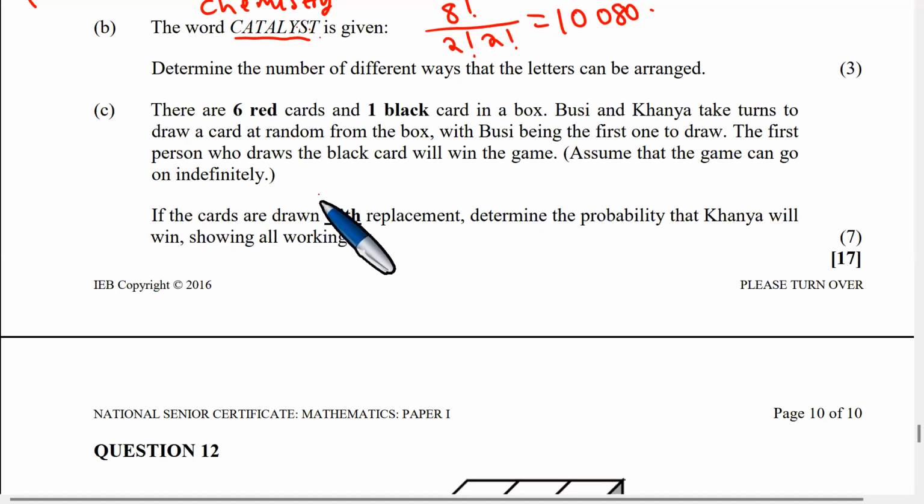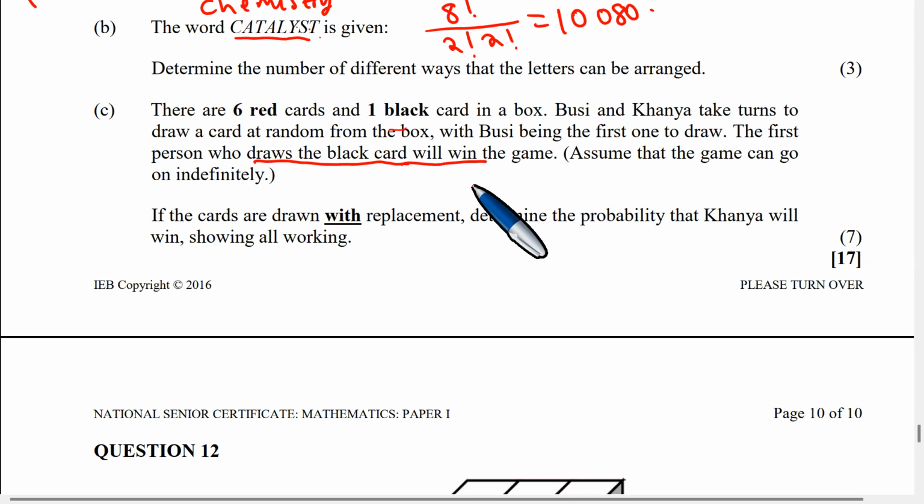So now there are 6 red cards and 1 black card in a box. So now how does the person win the game? In other words, you just draw a card, remove a card from the box. But now the one who wins? The first person who draws the black card will win. So you must draw the black card. If you draw the black card, you will win the game. Assume that the game can go on indefinitely.